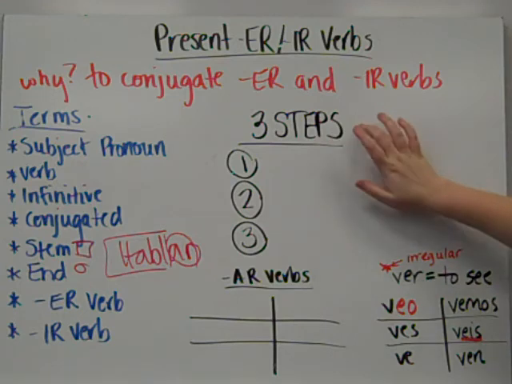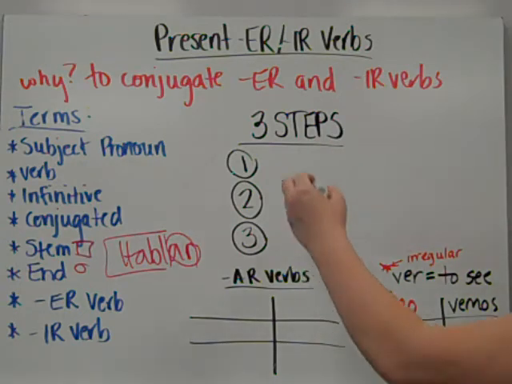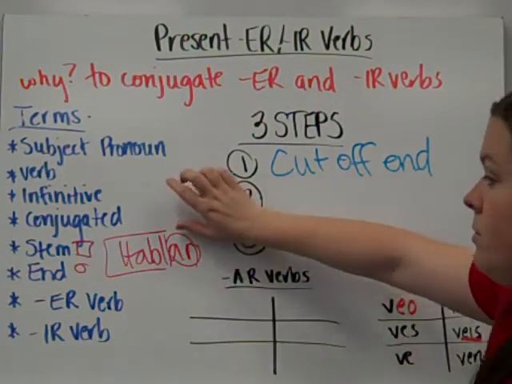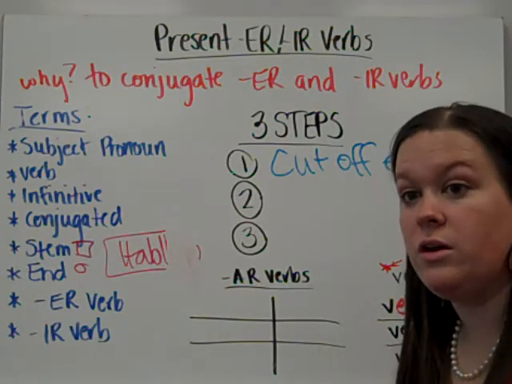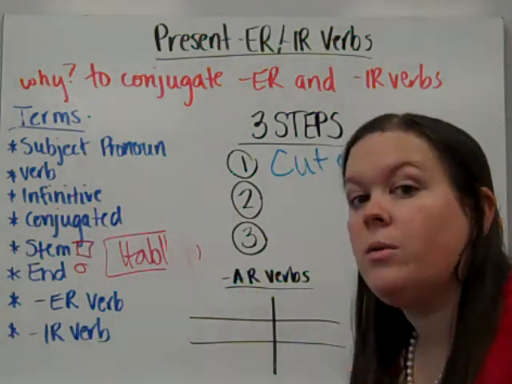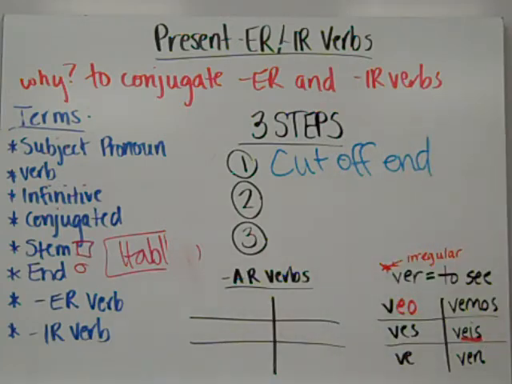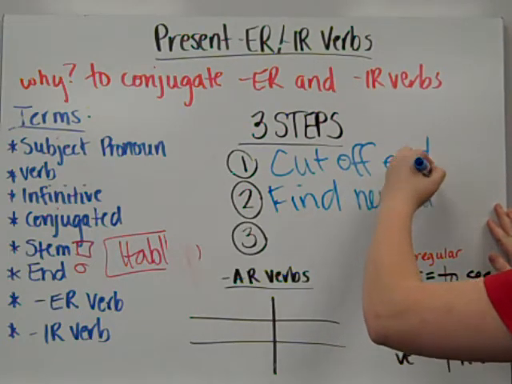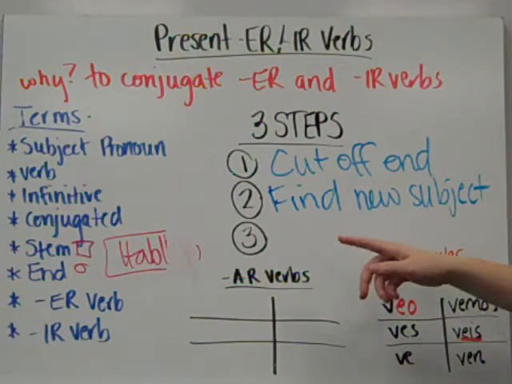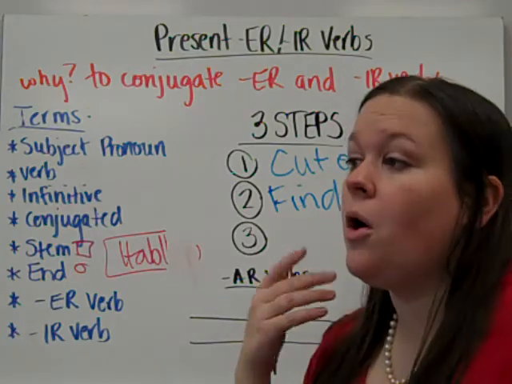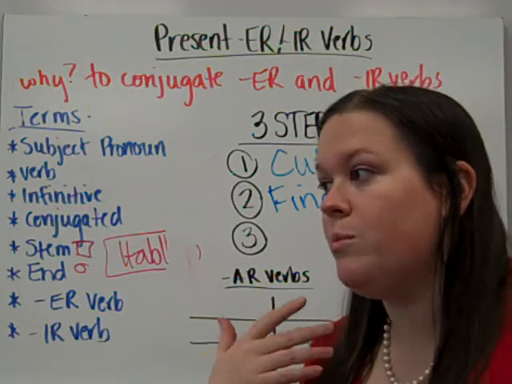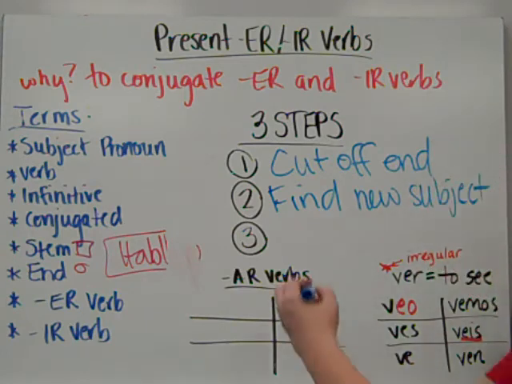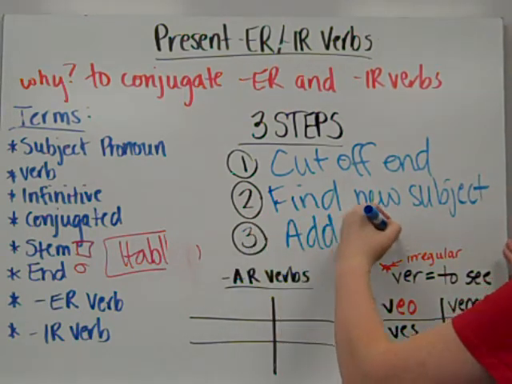This is review. We had three steps to conjugating a verb, and one was to cut off the end. For an AR verb, we would just chop off the last two letters, AR. Now for ER and IR, we're going to take off the ER or the IR first. The second thing we need to do is find the new subject. Who is doing the action in the sentence? Am I doing something? Are we doing something? Is it about a dog? Is it about the state? Is it about the president? And after we have our new subject, we add our new end.